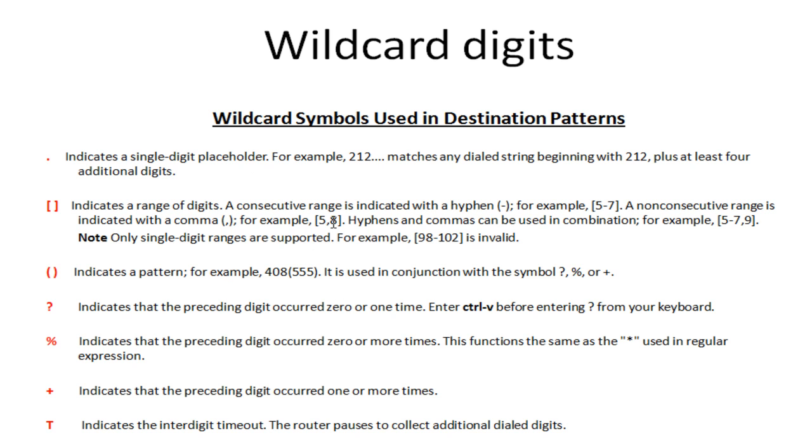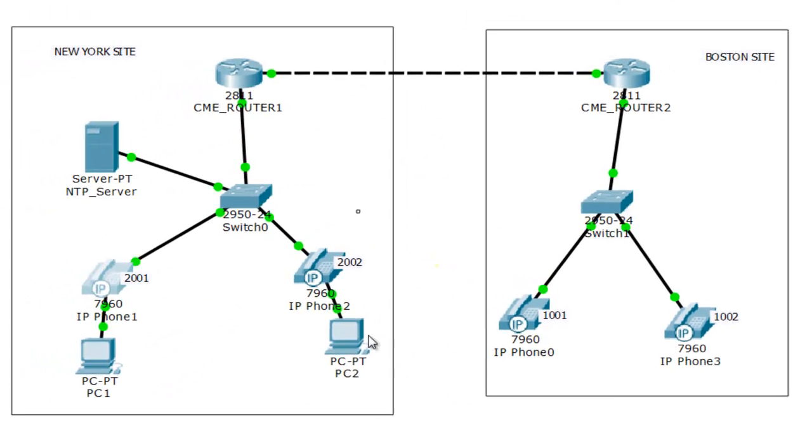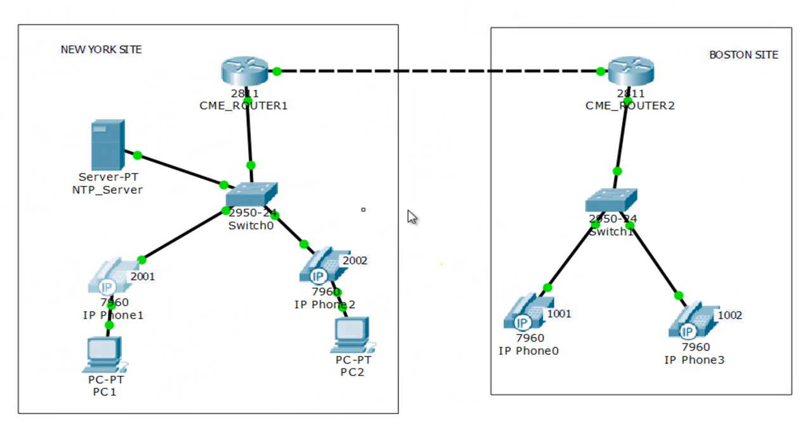I just put that in this presentation for you guys to have an idea of the wildcard digit, because it is going to make your life easier. I'm going to show you that through the dial peer configuration when we go to Cisco Packet Tracer. So let's go to Cisco Packet Tracer. But before I go to the dial peer configuration, this network up here is the 192.168.